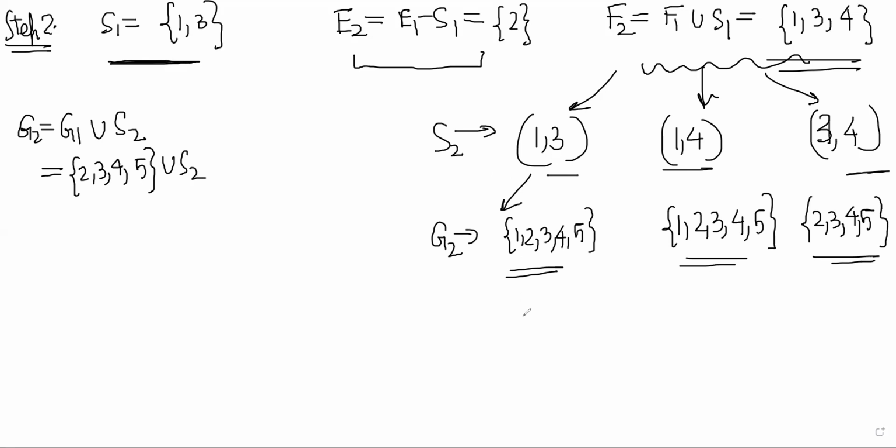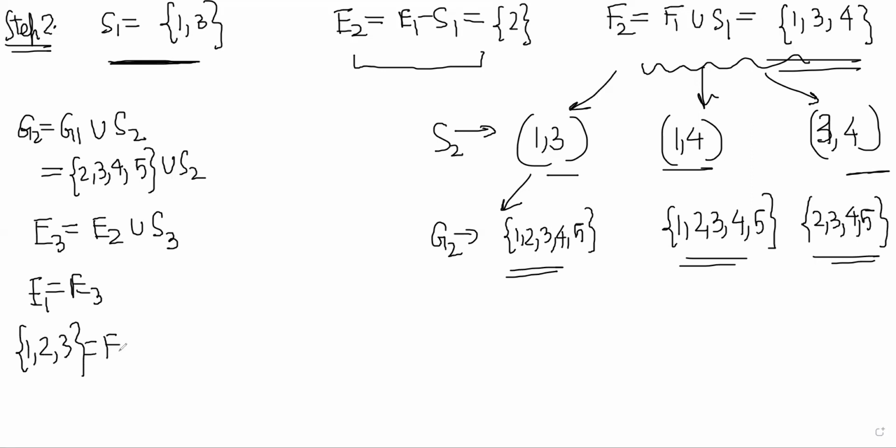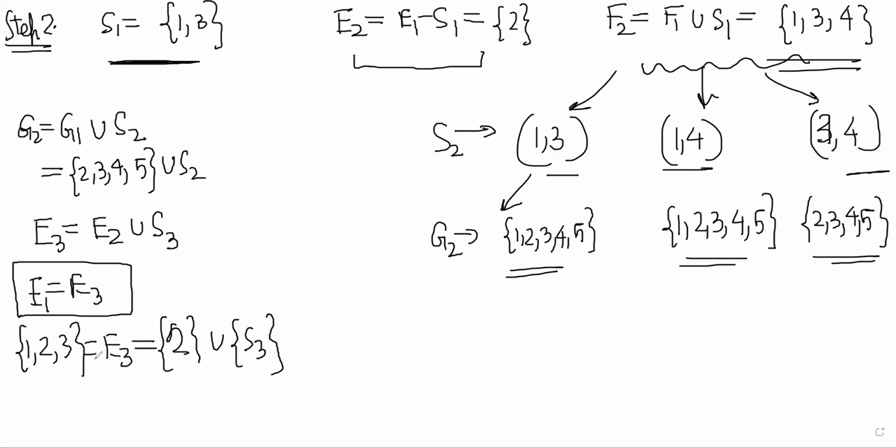Once we have gotten our G2, we have to select 2 elements from G2 and call that S3, right? And finally, E3 was equal to E2 union S3. And finally, E1 should be equal to E3. So that means 1, 2, 3 is equal to E3. And E3 was what? E2, which is 2, union S3. So in order for E1 to be equal to E3, 1, 2, 3 should be equal to 2 union S3. So that gives us S3 should be 1, 3, right? Because 2 is already there. So S3 should be 1, 3.